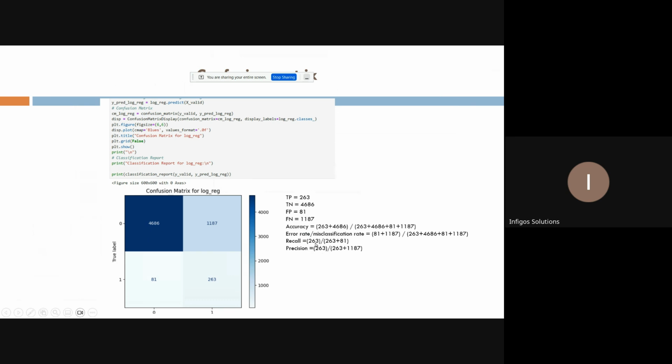We calculate 263 divided by actual event, 263 plus 81. So you should try to do such things when you do the calculation using the code, so that you understand more what actually each thing means.